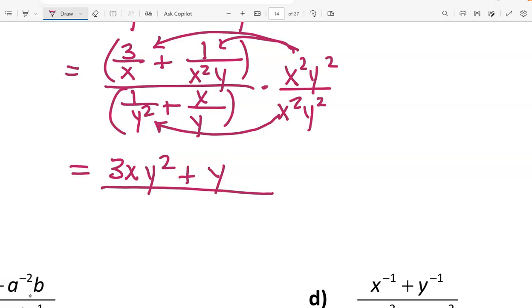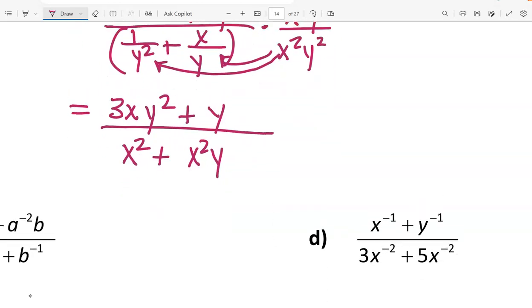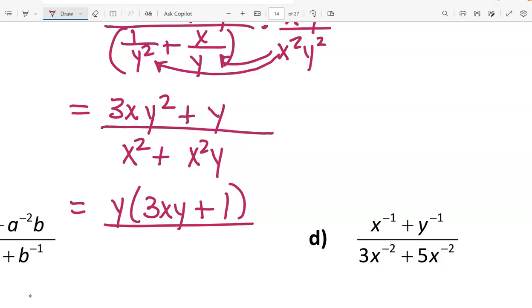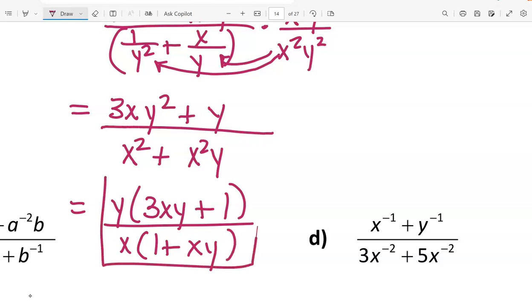both of the y's cancel, and that leaves us with x squared. And then in the second term, one of the y's cancels, leaves us with x squared times y. We can factor a y from the numerator, and we get 3xy plus 1, and we can factor an x from the denominator, 1 plus xy. No factors cancel, so this is a final answer, or you could give the answer as the previous expression.